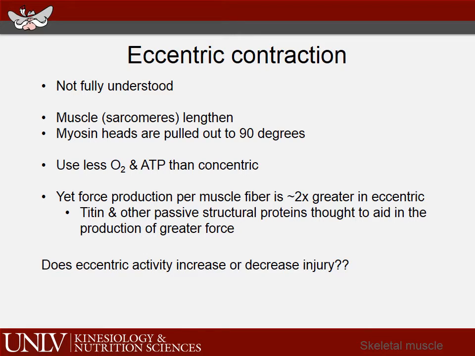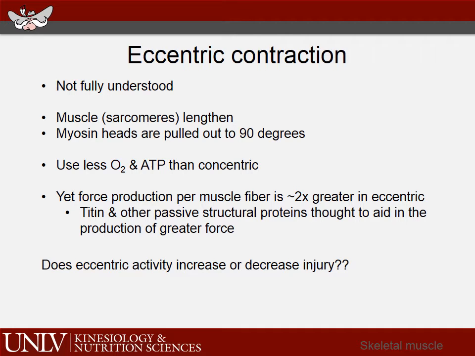The eccentric contraction, again, is not fully understood, but the muscle sarcomere lengthens. Myosin heads are pulled out to 90 degrees, where before they were at 45 degrees, and it uses less oxygen and ATP, and that's the energy portion, than a concentric contraction. And again, this is thought to be due to other force production units per muscle, like titin, desmin, the PEVC. All those units are thought to aid in this because force production per muscle fiber can be 2 times greater in concentric than eccentric.